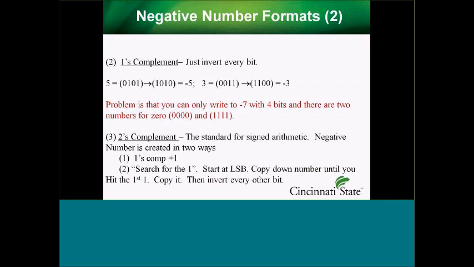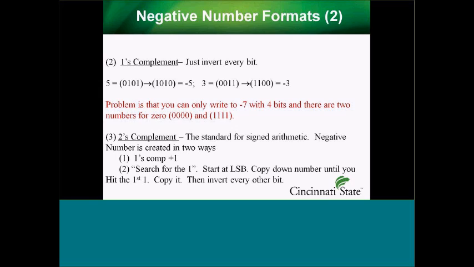I talk about 1's complement, which is where you just invert every bit. I say this is also another technique that you can use. The problem, again, is almost the exact same reason as before. You can only write to -7 with 4 bits, and again, you have 2 numbers for 0. Same thing. So then I say, okay, almost 99.9% of everything is done with 2's complement, which is more complicated, but it solves this problem.